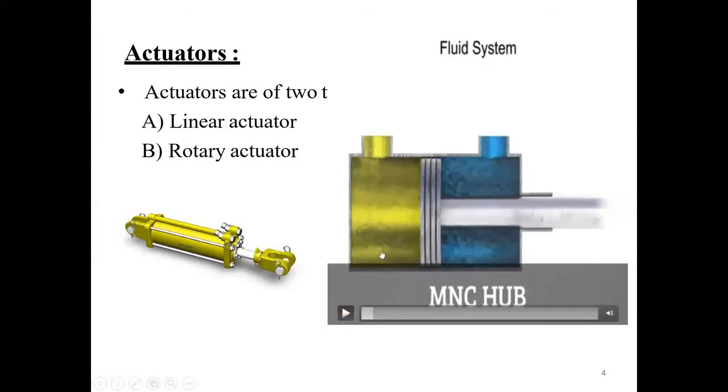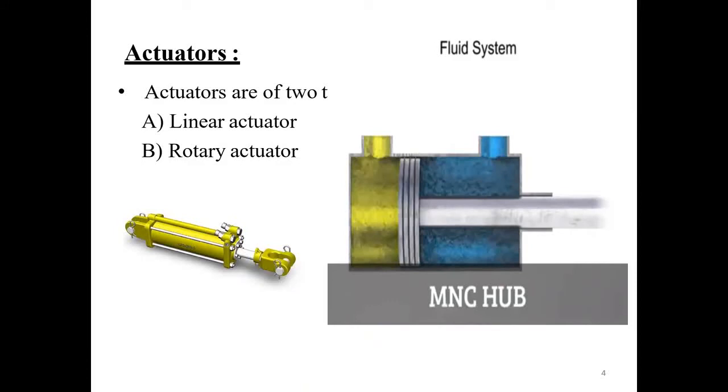Here what is happening is that we are just using the pressure of oil, and from this pressure of oil the piston moves inward and outward. So we are converting the pressure of oil into mechanical output here, via a rod and piston within a cylindrical tube.